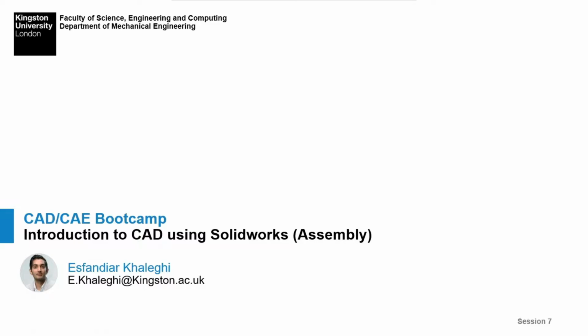Within session 7, we're going to go through the assembly side of SolidWorks. If you remember, for the past couple of weeks, we started with 2D modeling using SolidWorks. Then we went to 3D modeling to see how we can convert those 2D models to 3D models using the different features. And now we're going to go on to the assembly.